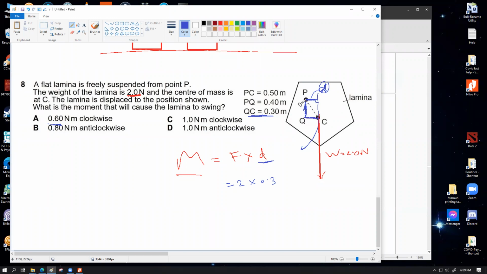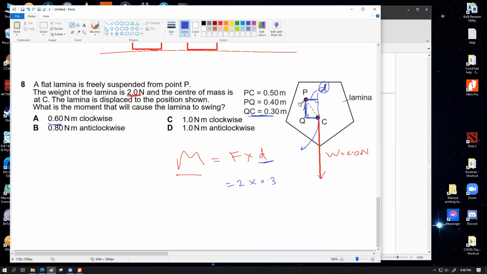Usually the perpendicular distance is drawn from the pivot to the force line. That's how it's convenient to draw. But Q in this case is not the actual pivot point. P is the pivot point. So this is the perpendicular distance that I want to do my math with. And from this rectangular orientation, QC is basically equal to D. That's why I marked D as the perpendicular distance.